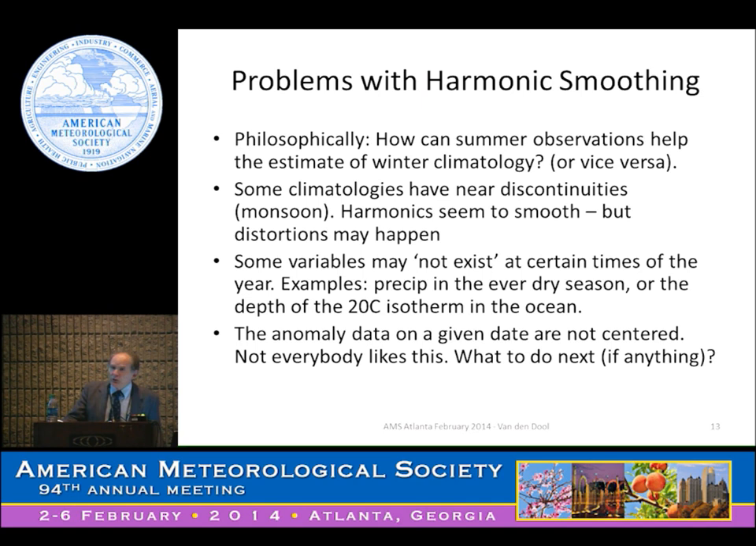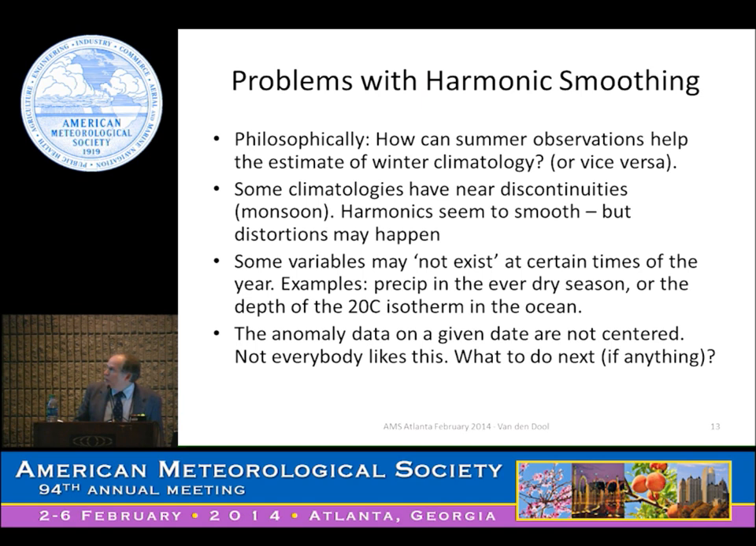And this is particularly true if the climatology has some near discontinuities, and the harmonics may have trouble smoothing sharp singularities such as might happen in monsoonal regions, and that affects both temperatures and precipitation. Remember that we're mass producing climatologies, so we don't have time to look at each and every grid point on the globe.